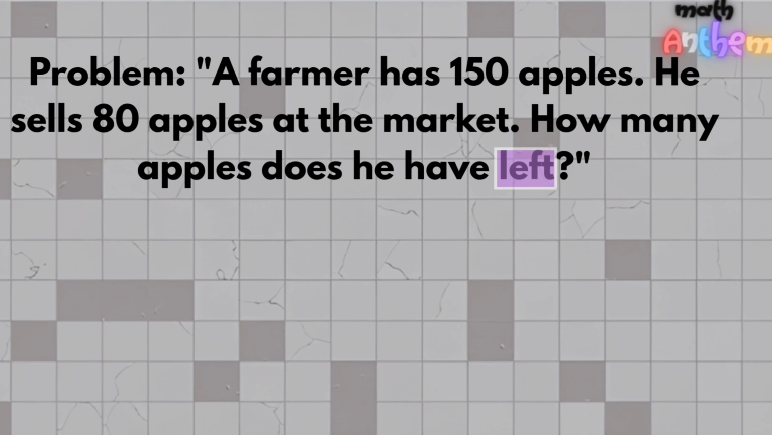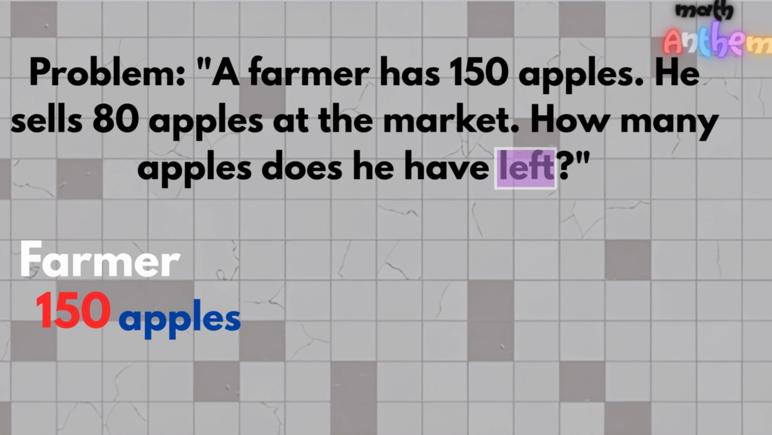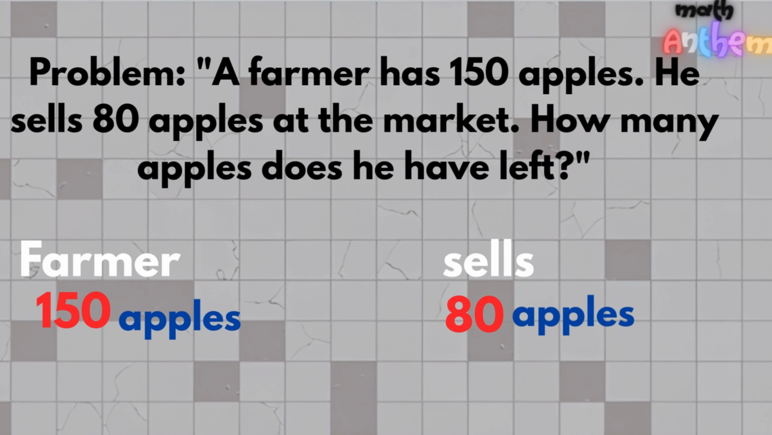In this case, the farmer starts with 150 apples, and after selling 80 apples at the market, we need to subtract 80 from 150 to find out how many apples are left. The word left makes it clear that we are looking for the remaining quantity, which naturally leads us to use subtraction. By subtracting 80 from 150, the farmer has 70 apples left.